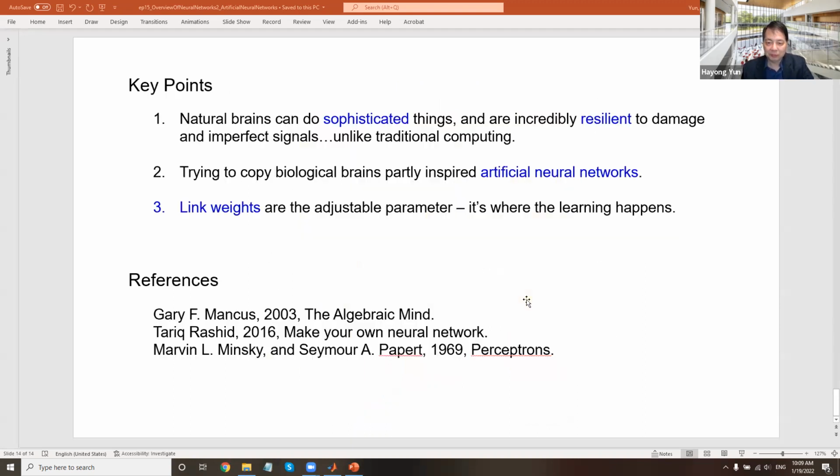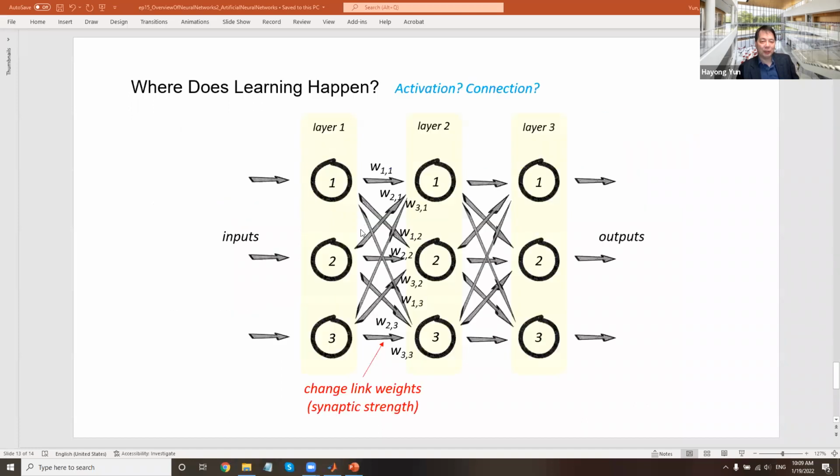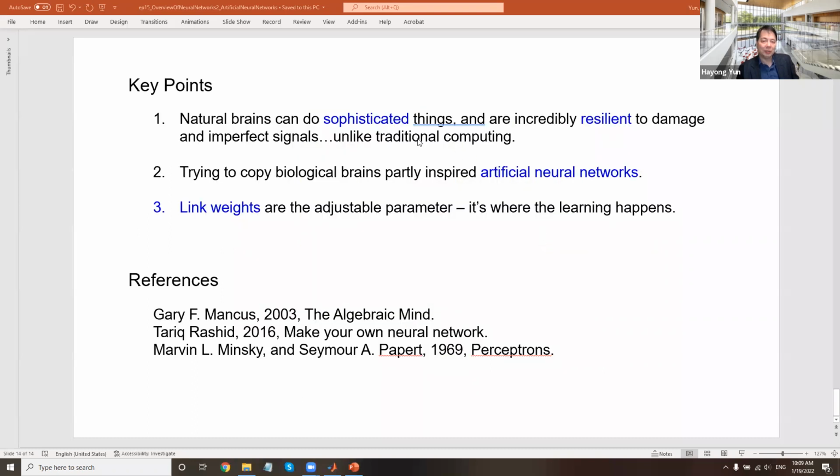So this is sort of summarizing: the natural brain can do sophisticated things and is fairly resilient to damage, in the sense that if one of these nodes breaks or an input is corrupted, the rest will still cover and adapt to do a reasonable job, unlike a traditional computer, where if it breaks, the whole circuit breaks down. So trying to copy biological brains partly inspired the artificial neural network, like the perceptrons and the subsequent innovations. And the link weights are the adjustable parameters where the learning is basically happening.